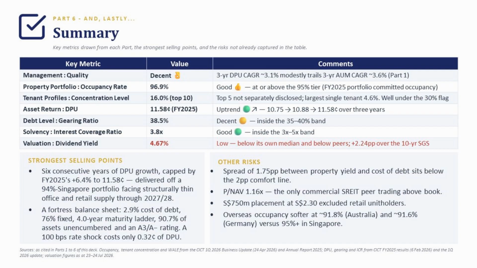The balance sheet is structurally engineered to absorb interest rate volatility without fundamentally compromising the payout to unit holders. Precisely. Returning to the management efficiency metrics derived from the data, we observe a critical comparison. The 3-year distribution per unit compound annual growth rate is calculated at approximately 3.1%. However, this trails the 3-year asset under management compound annual growth rate, which is calculated at approximately 3.6%.